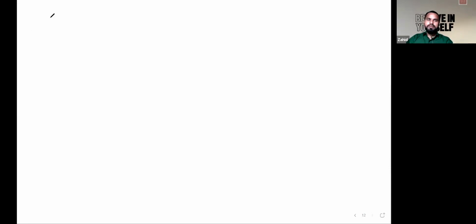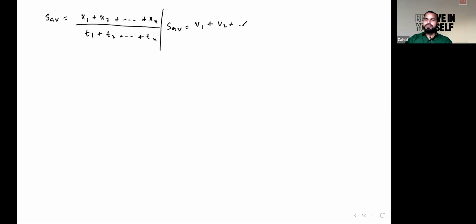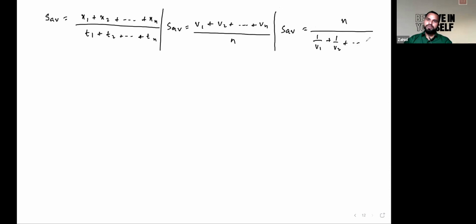I'll explain how to calculate average velocity in three different ways. First, if there is no relation between x and t, it will be x1 plus x2 and so on to xn, divided by n. But if the time gaps for each interval are equal, the average velocity equals v1 plus v2 and so on to vn, divided by n, or simply the arithmetic mean of all individual speeds. And in the third case, if the path lengths are equal, it will be 1 by v1, 1 by v2, and so on to 1 by vn. These are three different formulas for calculating average velocity depending upon different conditions.